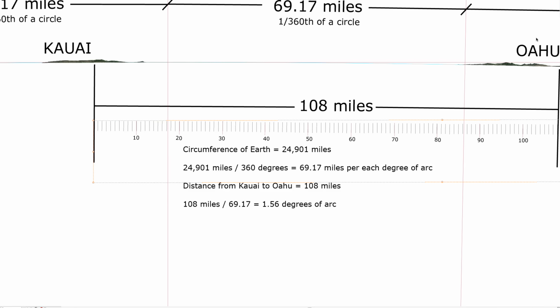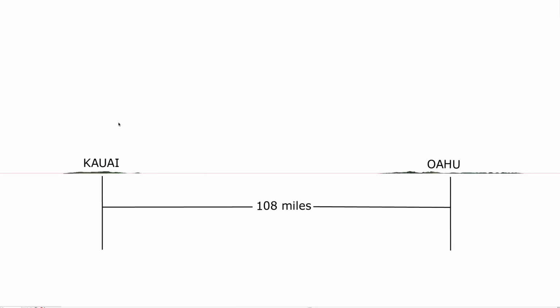So anyway, the problem I have with the spherical Earth model is you should not be able to see this landmass. I've just shown you that you can see it. This is probably a better representation of what it all looks like. Here's Kauai, here's Oahu. It's completely flat. That's why you can see Oahu.